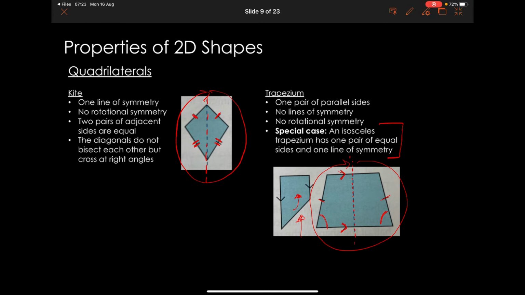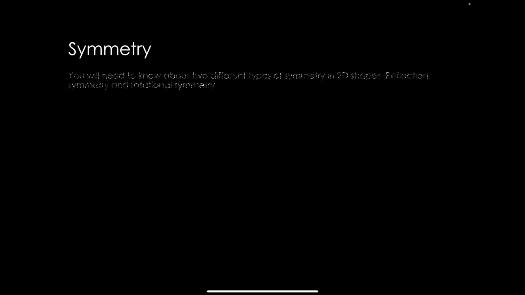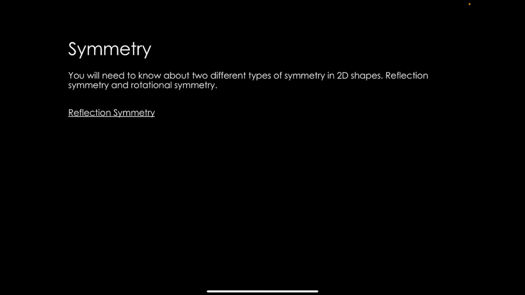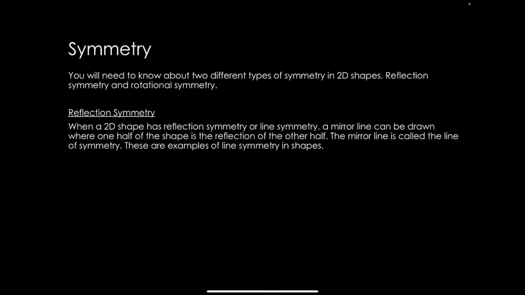Okay, so we've looked at some properties of 2D shapes. Now we're going to have a little bit of a closer look at symmetry. You'll need to know about two different types of symmetry in 2D shapes: reflection symmetry and rotational symmetry, which we've already touched on a little bit. Reflection symmetry is when a 2D shape has line symmetry, meaning a mirror line can be drawn where one half of the shape is the reflection of the other half.